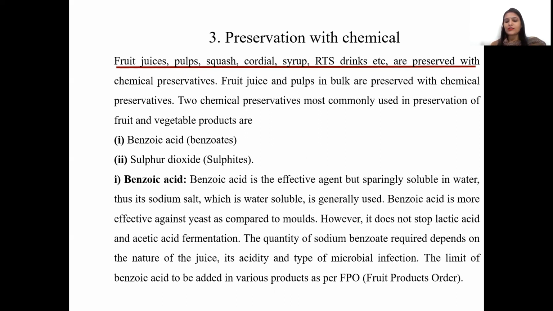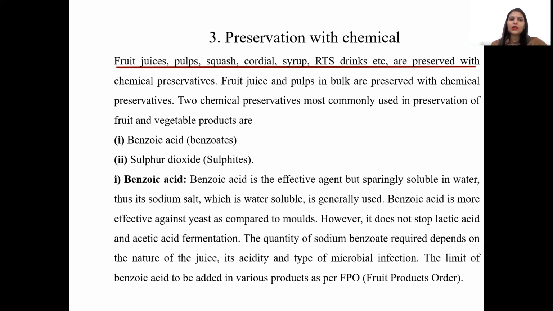This is an important factor, chemical preservation, because we can preserve our fruit juices easily with the addition of chemicals. But there is one condition: according to the FPO, the Fruit Products Order, there are some specific rules for the use of these chemicals. We cannot use the chemicals as we like. According to the FPO, they mention each and every chemical and the amount that we can use.